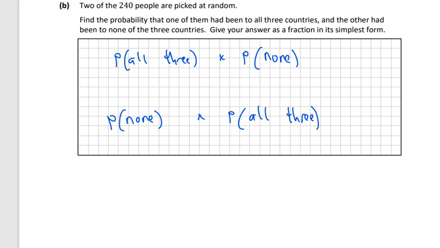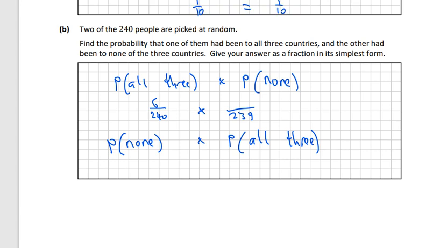And if you go back up to the diagram, the probability that the first person was at all three, that's just 6 out of 240, because that's in the middle. It's the intersection in the diagram. And then the probability that the second person is at none, well, that'll be out of 239 because there's one person chosen already. That's what conditional probability is. Because if you've chosen that for one person and they've been to all three, that's one person gone. So there's only 239 people left to choose from. And then that's just going to be the 67, the bit on the outside.